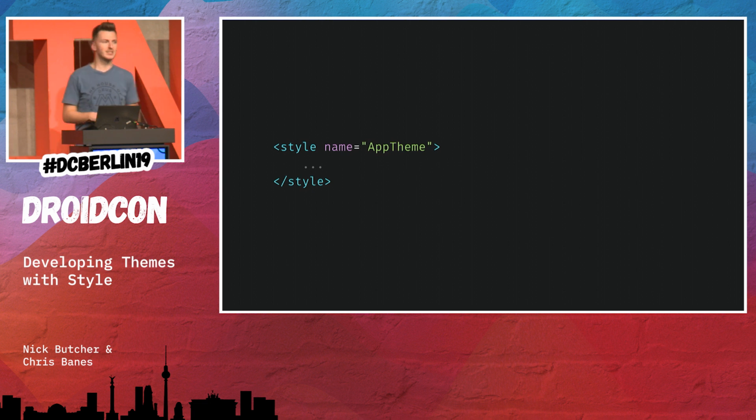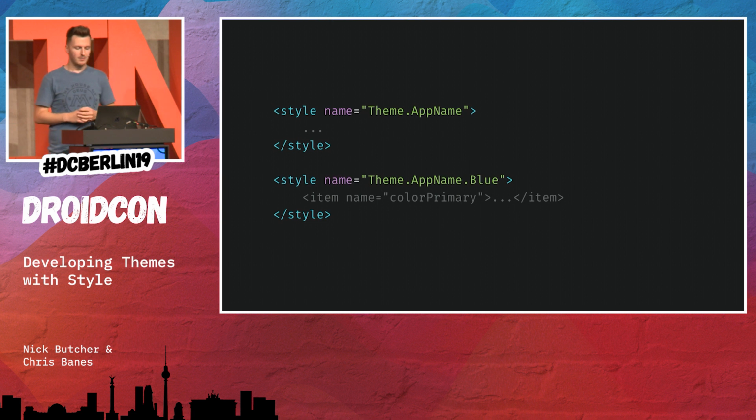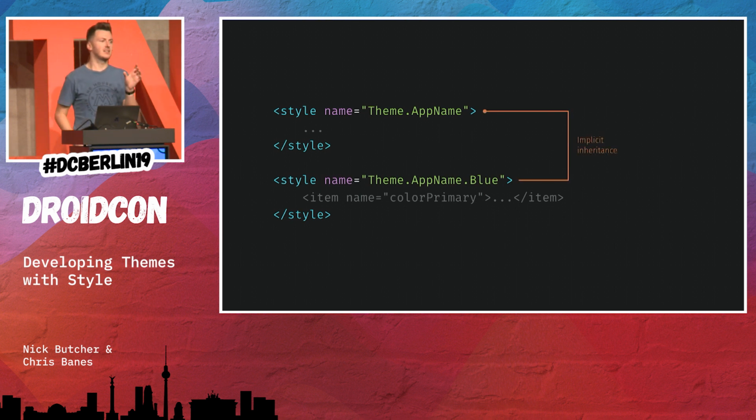Rule 2 is to use consistent style names. So again, the default template in Android Studio gives you a name called app theme. And then if you have a variant, it might be called blue app theme. Now, that's not great if you want to read it, especially for code review, because you don't get the meaning of the theme just from the name. And the Android framework has had rules on this for a while. So instead, we have theme.appname, theme.appname.blue. And what that implicit inheritance gives you is being able to easily skim that name and work out what the actual theme hierarchy is just from the name.